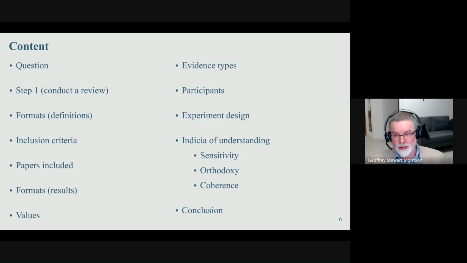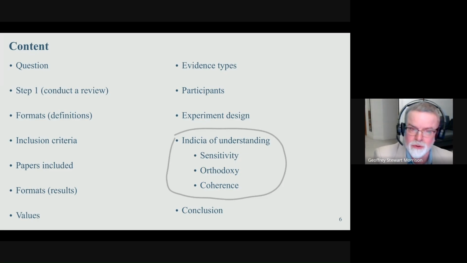Then we start the review part by telling you about the formats that are actually used in the studies, the likelihood ratio values that have been presented, the evidence types like DNA, fingerprints, etc., some demographics about the participants, some information about the experiment design, and then I guess the core of the review is centered around different indicia of understanding. So we're looking at things that have been used as indicators of whether people understood the likelihood ratio or not.